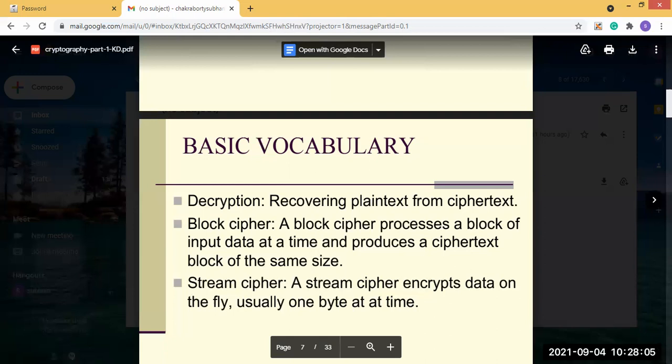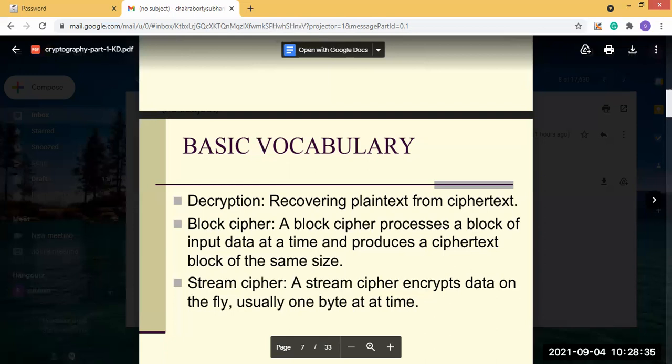That means a block of input data. A block cipher processes a block of input data at a time and produces a cipher text block of the same size. That means a block of input data comes at a time, and this produces cipher text of the same block size. So that's why it is known as the block cipher.